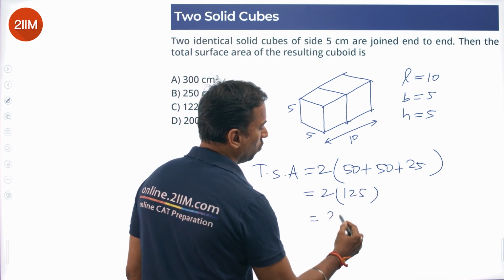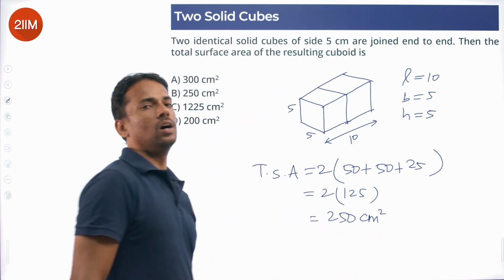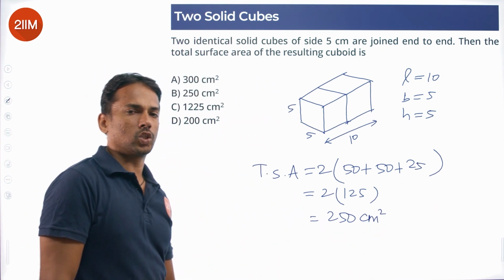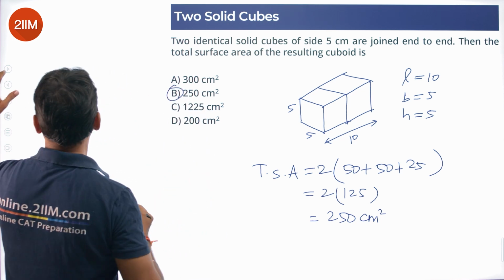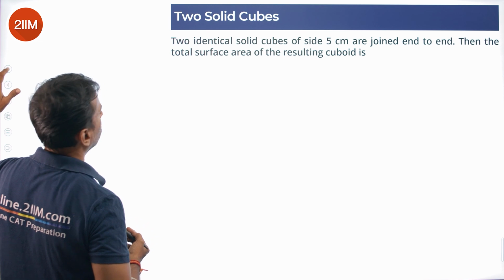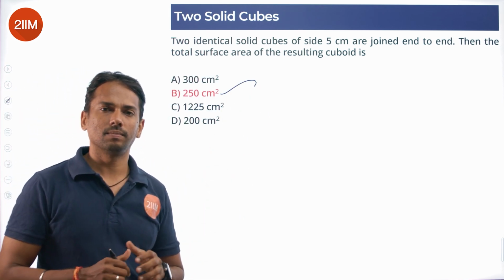This is going to be 250 centimeter square. So TSA, its total surface area, 250 centimeters square should be the right answer. Where is that? Option B should be the right answer. Easy question. Yes, we are absolutely right. Option B, 250 centimeters square is the right answer.